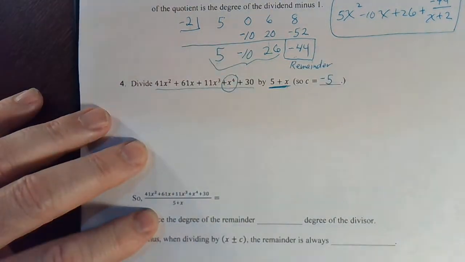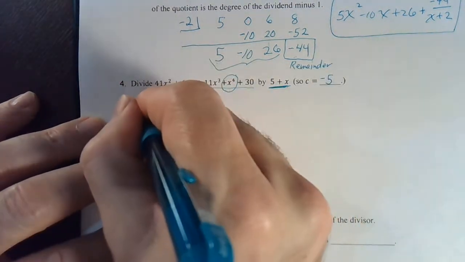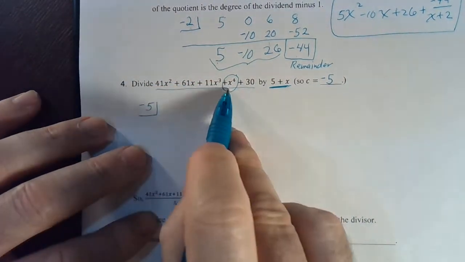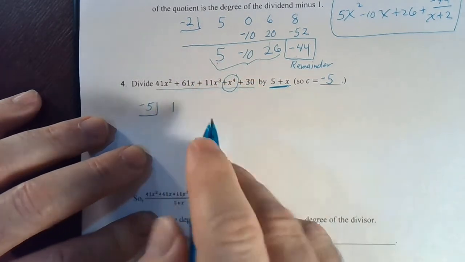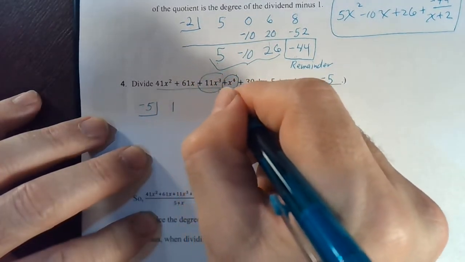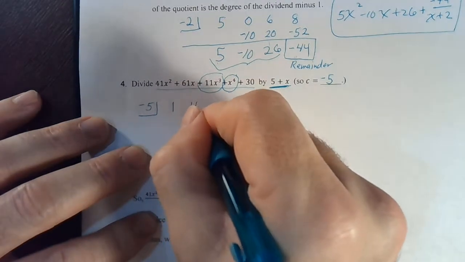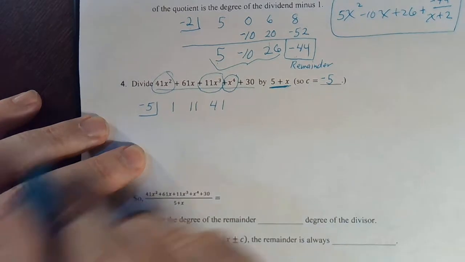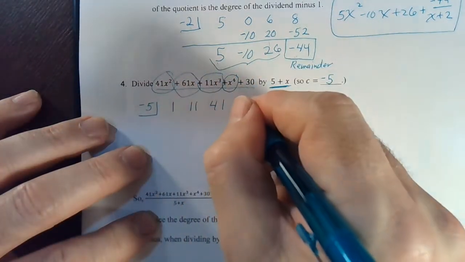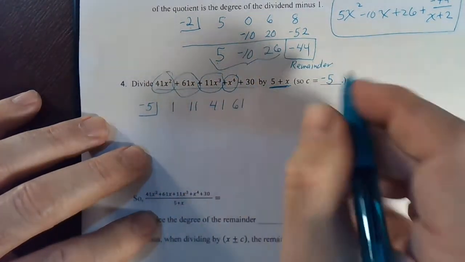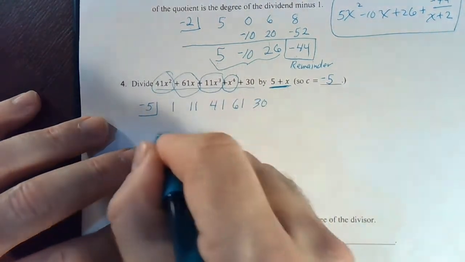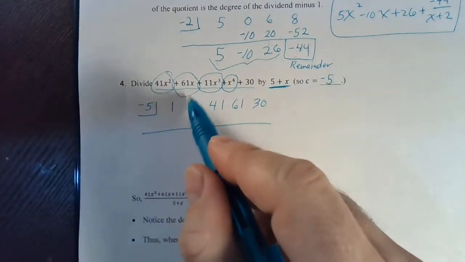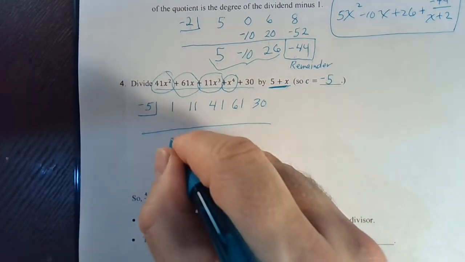This is a 4th degree polynomial. Well, let me put negative 5 in the cup first. Okay, and now it's going to be a 1. And then the next term would be the x to the 3rd term, so I'm going to put an 11. And then we've got an x squared term, which means I put 41. We have an x term, which means I put 61. And then the constant term, which is 30. All right, so then we bring the 1 down for starting.